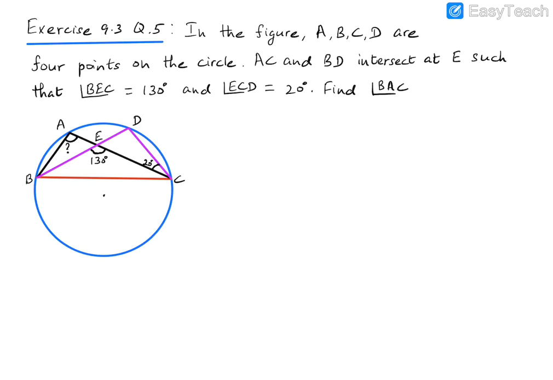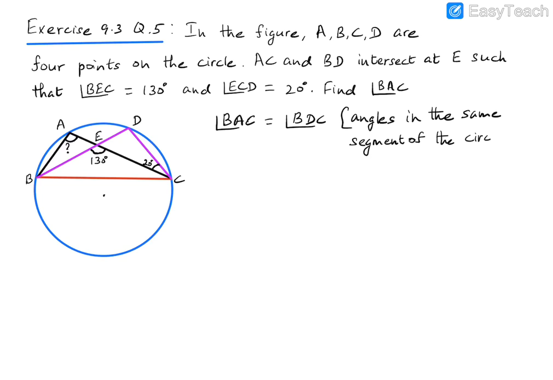So what we notice is that angle BAC is equal to angle BDC. Why? It's because they are angles in the same segment of the circle. And they are equal, right? This is our theorem. So that's our first observation.